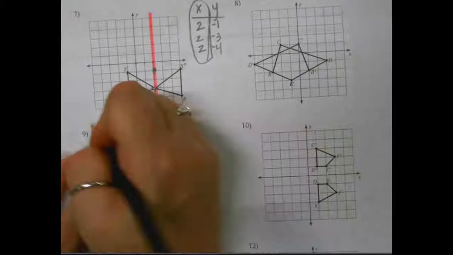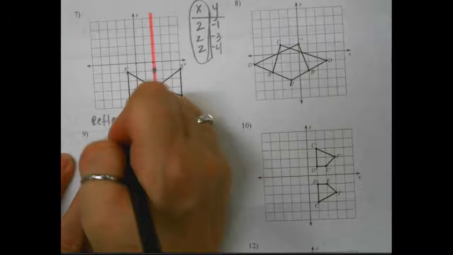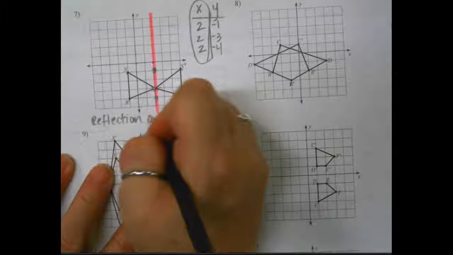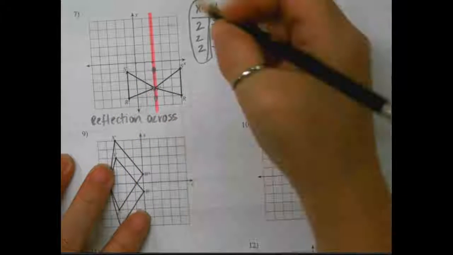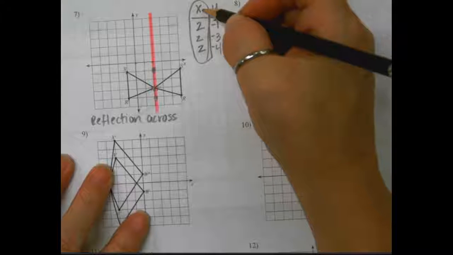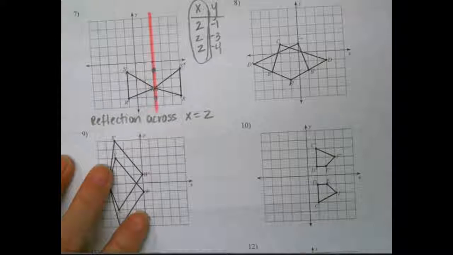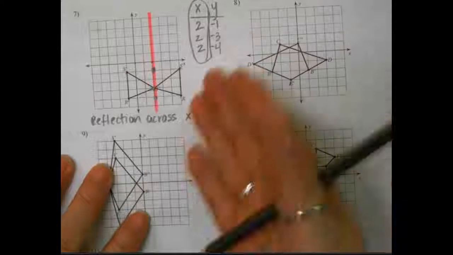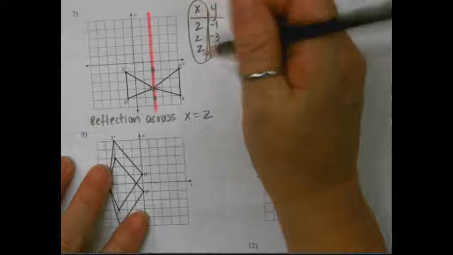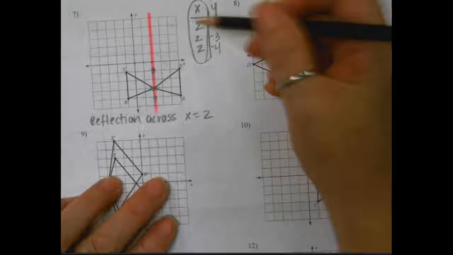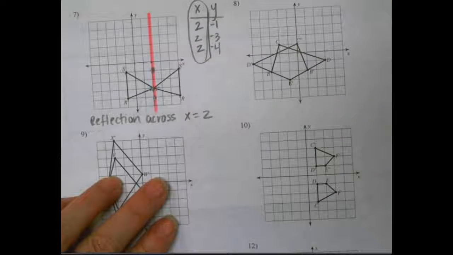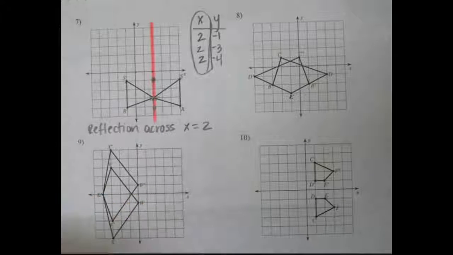So my reflection, right, my rule is going to be reflection across. What's my reflection going to be? X equals 2. Okay? Because it could be Y is 2 or X is 2. You want to be specific: X is equal to 2. You got it? Yeah. All right. Go ahead. Take the rest of the time and do the work on your own.